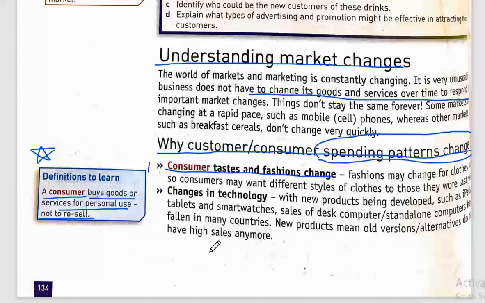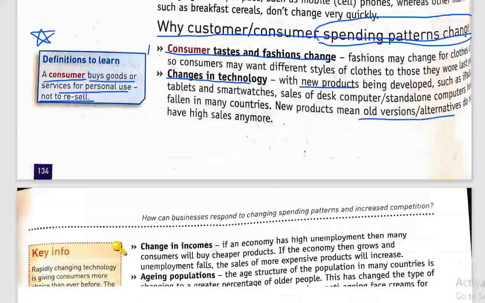One of the things that are going to change the spending patterns of consumers is the changes in tastes and the changes in technology. As you all know, a lot of new products are being developed, such as iPads, and all the people want the new iPhone. They are no longer satisfied with the old phones that they have, whether old versions or alternatives. So when there are changes in the technology and there's something new in the market, definitely the spending pattern is going to change. It's going to be raised.